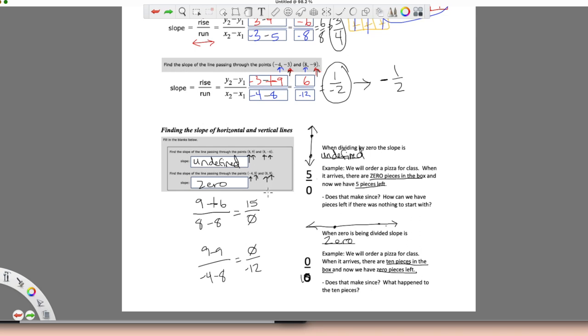All right, so that was calculating slope and looking at undefined and 0 slopes as well. So go ahead and go on, Alex, and give that a try.